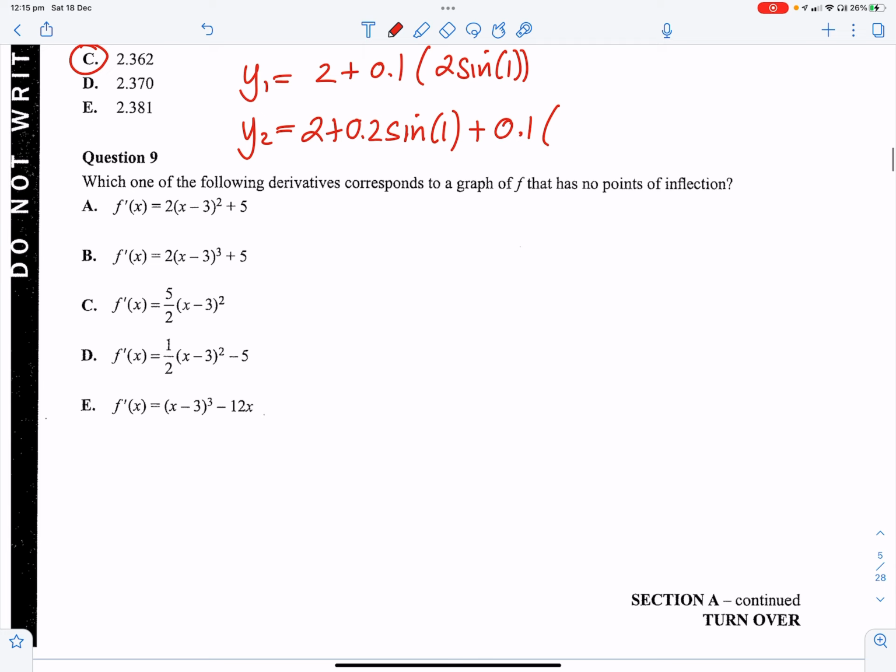Okay, which one of the following derivatives corresponds to a graph that has no points of inflection? So these are derivatives. So the second derivative will be greater than or equal to 0 or less than or equal to 0. If I anti-diff that, I get a cubic. That's got a point of inflection. Anti-diff that, we get a cubic. So it's got to be one of these two.